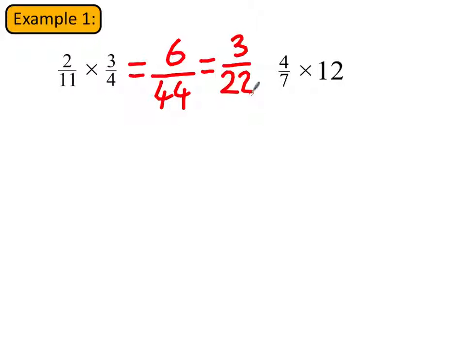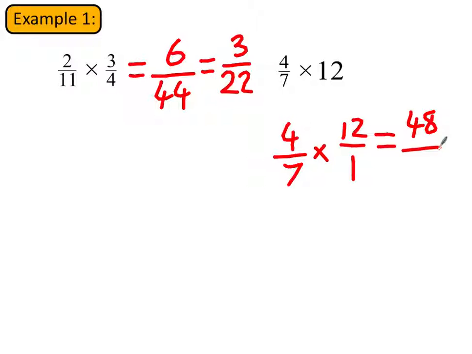Okay, next one, 4/7 times 12. Just like we saw a minute ago, this is exactly equivalent to 4/7 times 12 over 1. So let's work that out. We're going to have 4 times 12, which is 48, and 7 times 1, which is 7. So our answer is 48 over 7. However, we need to convert that to a mixed number first. So let's do that. How many 7s go into 48? Well, there is 6. 6 7s is 42, and then there is 6 left over. So it's 6 and 6/7.